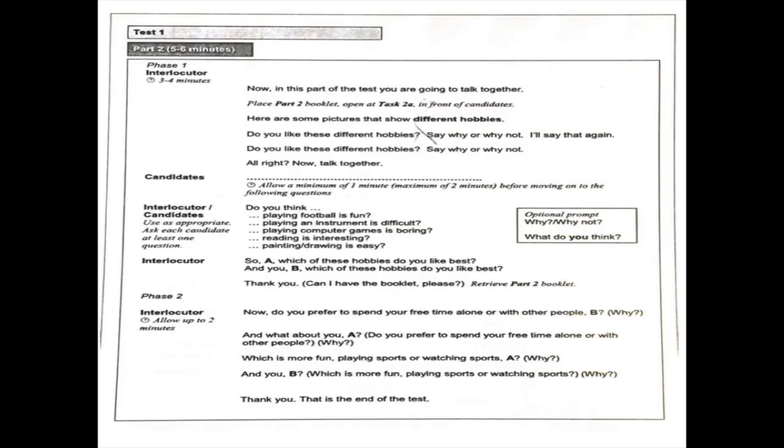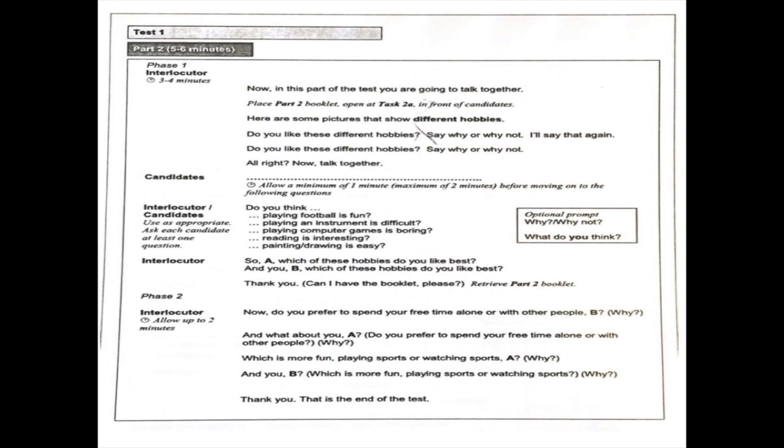So here's an example script of what they could ask you in phase 1. They'll say, here are some pictures that show different hobbies. Do you like these hobbies? Say why or why not. So then you just look at the pictures, determine what each one represents, and just talk about whether you like them or not. It's all about your personal opinions and beliefs in this part.